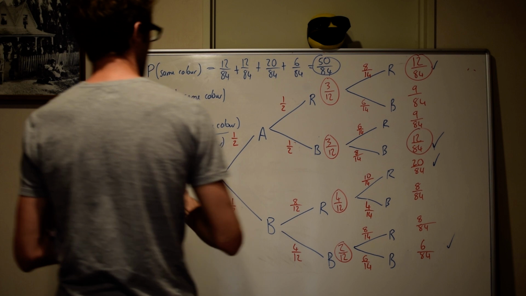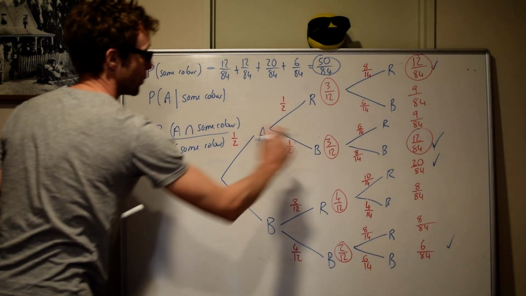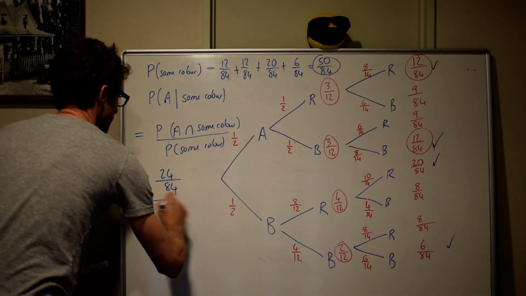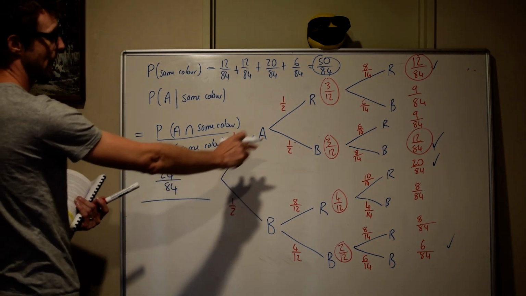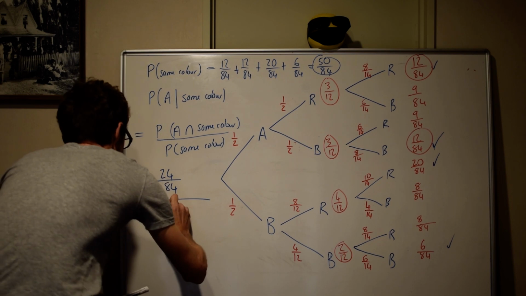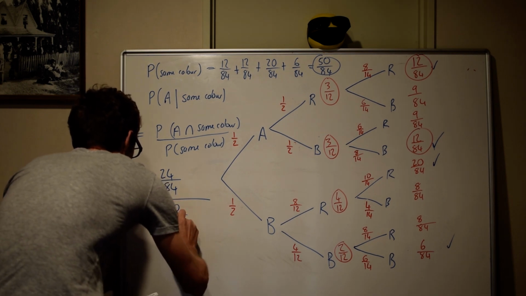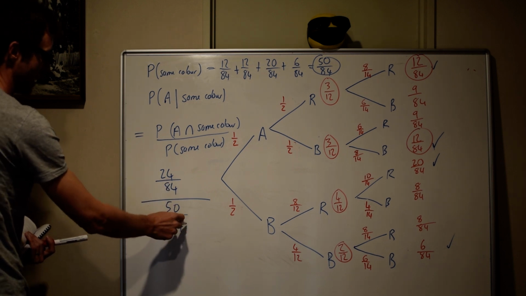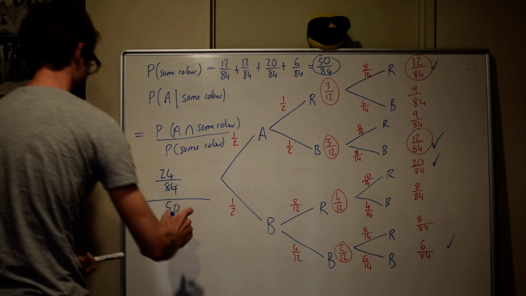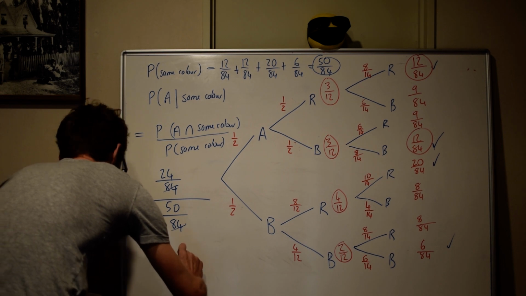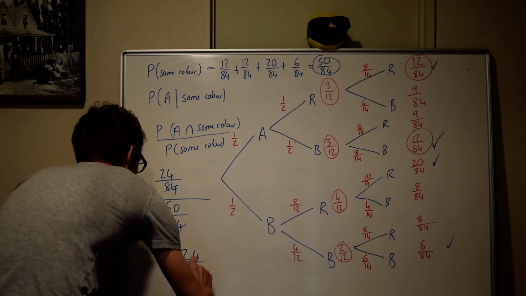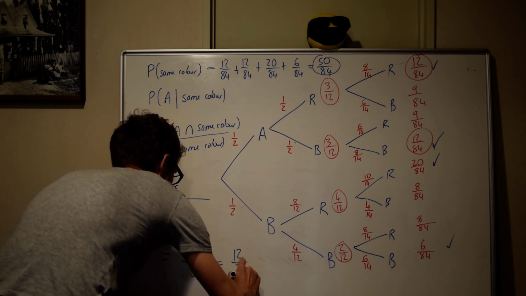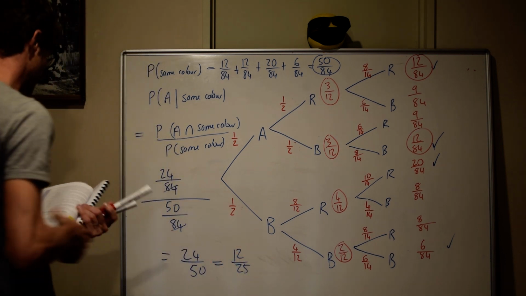So we're going to have 12/84 plus 12/84, which is 24/84, and we're going to divide that by the probability of the same colour, which we did in the first question, which is 50/84. Now, when we're dividing two fractions and they've got the same denominator, they're going to cancel out like that, aren't they? So we're left with 24/50ths or 12/25ths. So that's how you do that one.